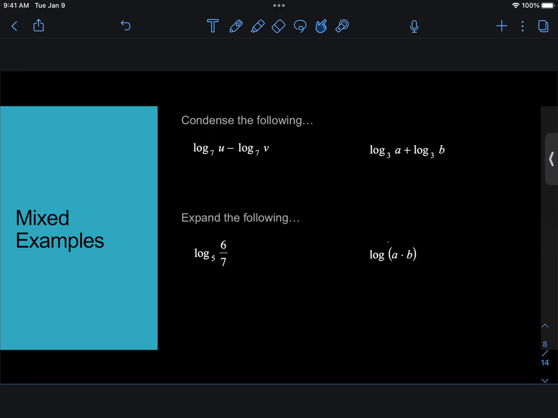All right, at this point, if you want to pause the video and try a couple of mixed examples, unpause when you are ready. All right, so condensing the following.